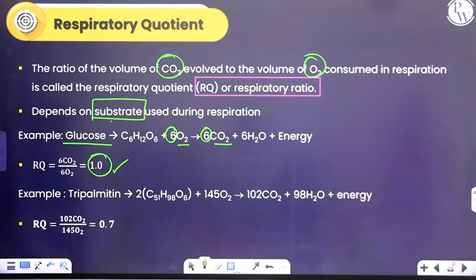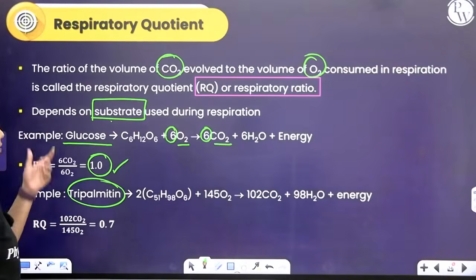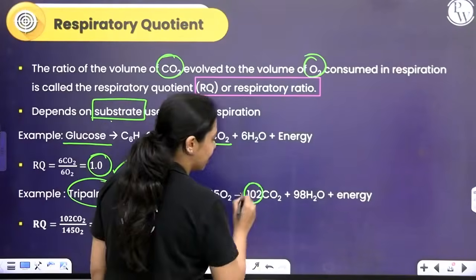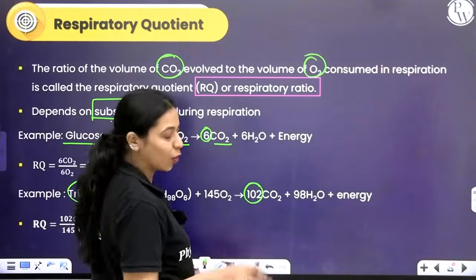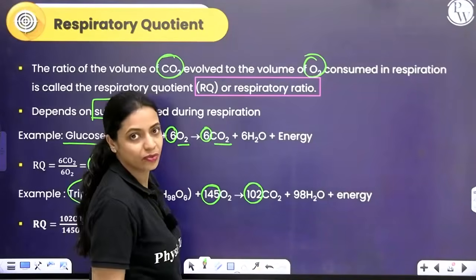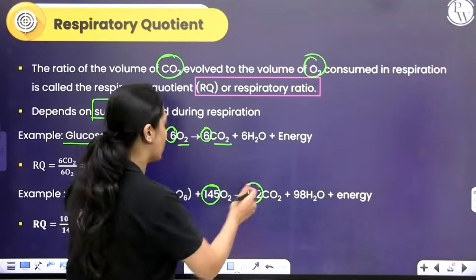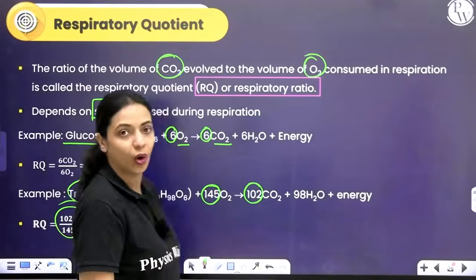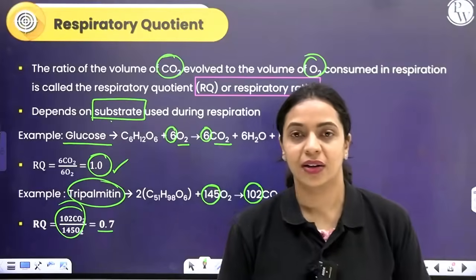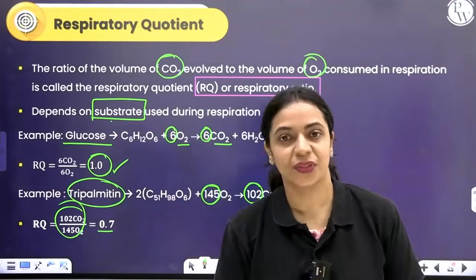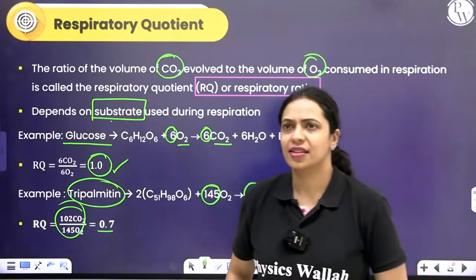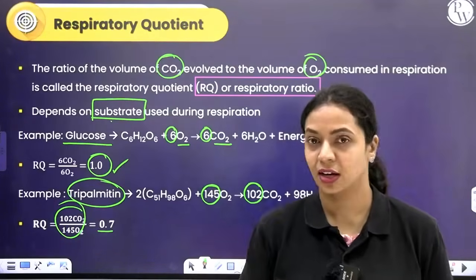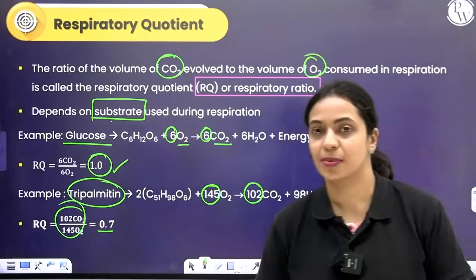If you consider tripalmitin as the respiratory substrate, then in tripalmitin, 102 molecules of carbon dioxide is evolved, 145 molecules of oxygen is consumed. So 102 divided by 145 will give us an RQ value of 0.7. Alright, so that is basically the respiratory quotient. It is, I think, around 0.9 for proteins, and for some organic acids it can be more than 1. Alright, so that's about respiratory quotient.